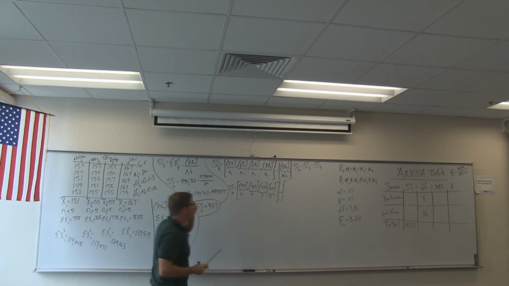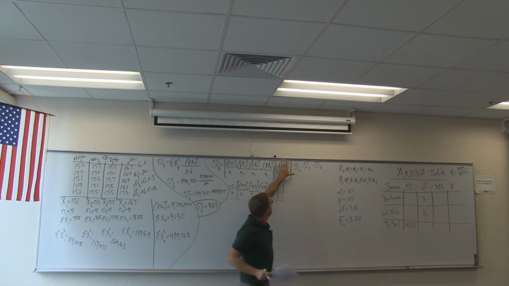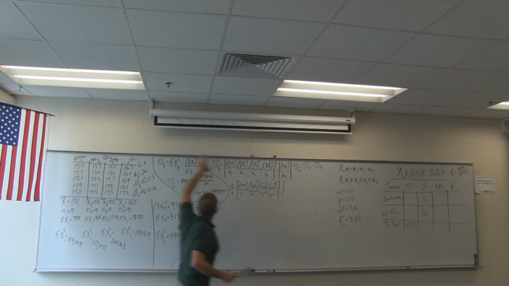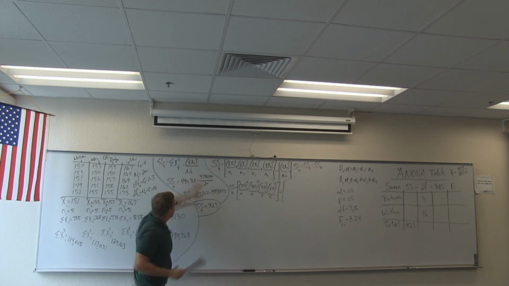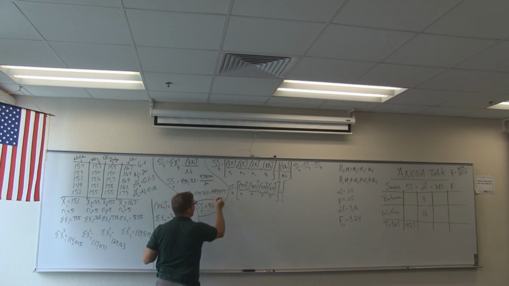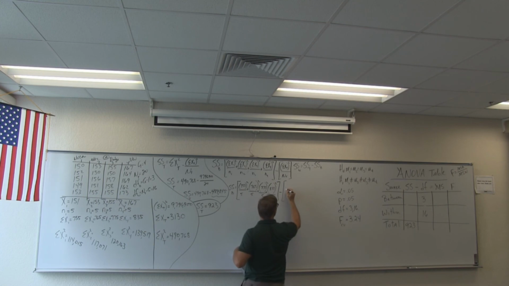minus this piece right here, which is actually this piece right here, which we already computed to be 489,845. So let's put that in there, save some time. 489,845.